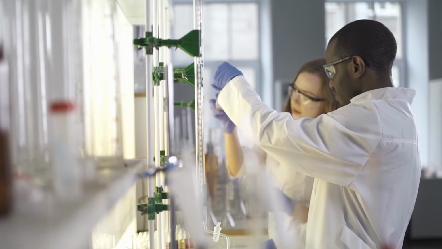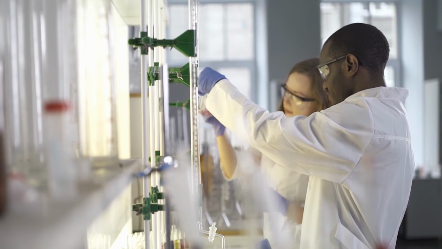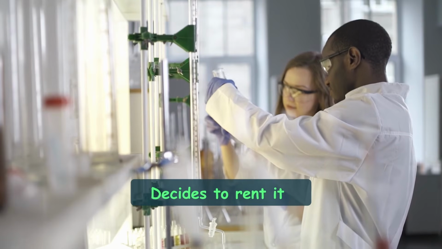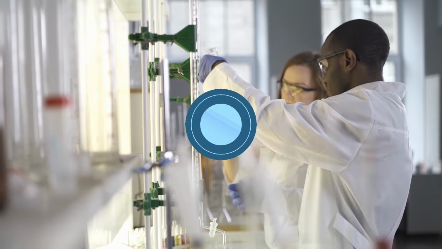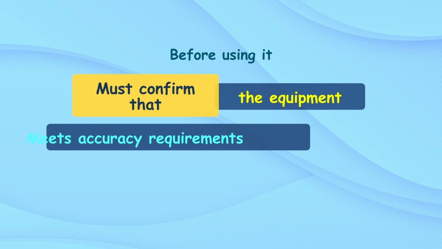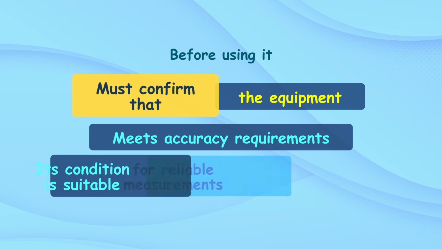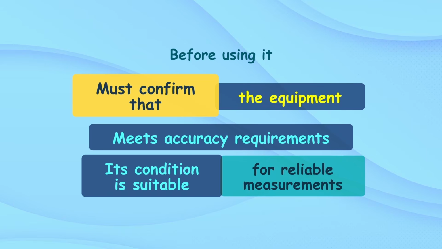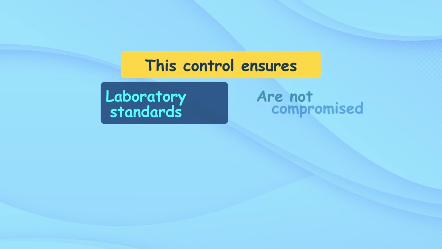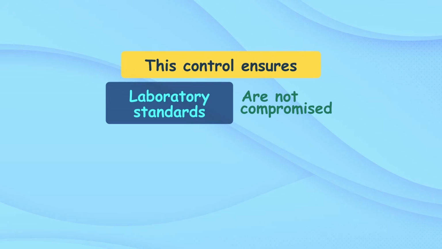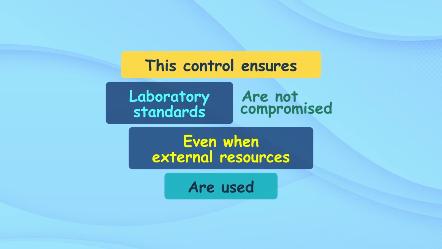Imagine a laboratory that needs to perform a specific test on equipment it does not own and decides to rent it. Before using it, the laboratory must confirm that the equipment meets accuracy requirements and that its condition is suitable for reliable measurements. This control ensures that laboratory standards are not compromised, even when external resources are used.